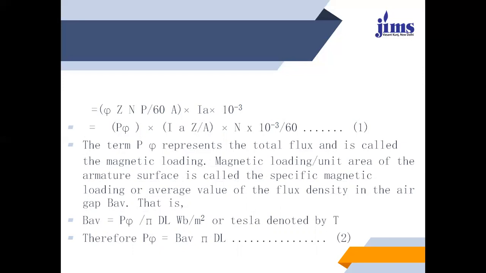The term P phi represents the total flux and is called the magnetic loading. The magnetic loading per unit area of the armature surface is called the specific magnetic loading, or the average value of the flux density in the air gap, B average. That is, B average equals P phi by pi D L, in Weber per meter square or Tesla, denoted by T.